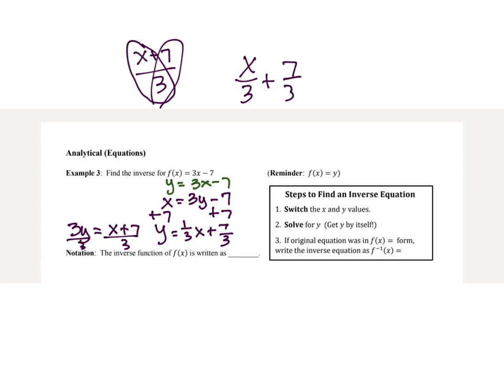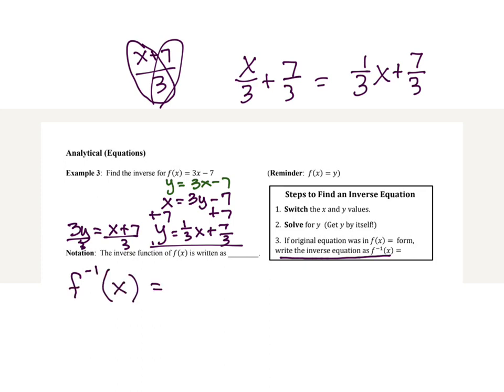Or if I really wanted to see the slope of this line, I could write it as 1/3 x plus 7/3. You see where I got that? This would be the new function, y equals 1/3 x plus 7/3. But they want us to make sure that we are writing the new equation, if it is the inverse function, as f inverse of x. So we'll do f inverse of x is equal to 1/3 x plus 7/3.